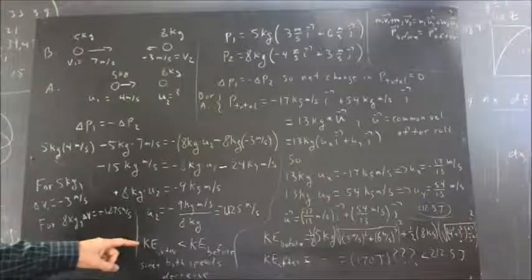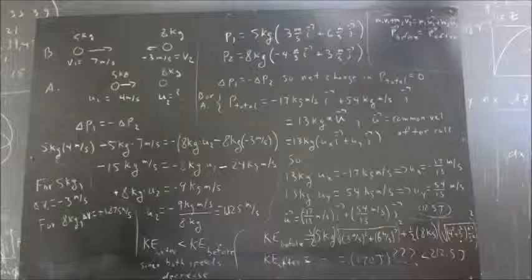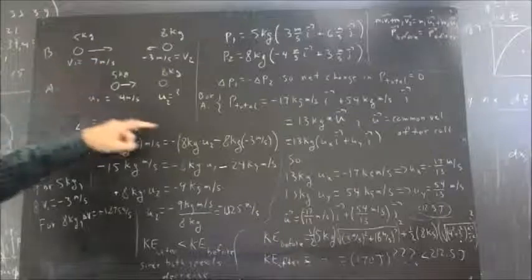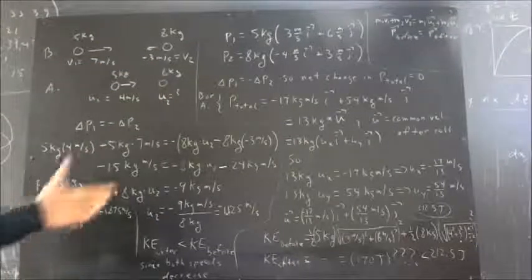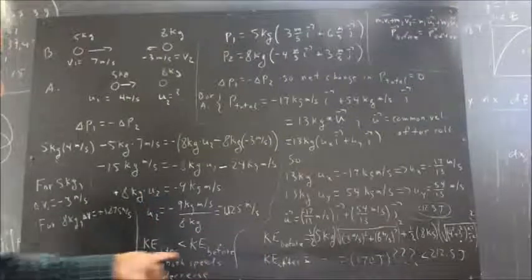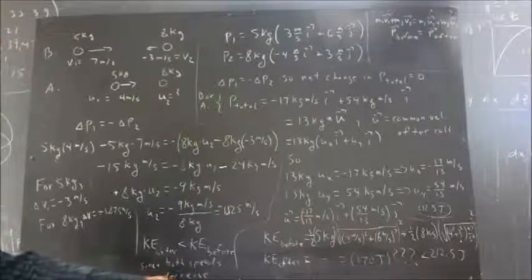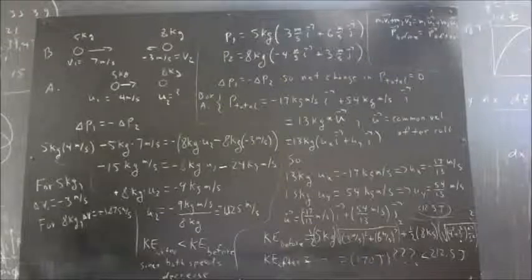The kinetic energy after collision is clearly less than the kinetic energy before. Why is that? Well, the speed of the first object after collision is less than it was before, and so is the speed of the second object. So when we calculate the kinetic energies after, it's clearly going to be less than the kinetic energy before. Both speeds decrease.